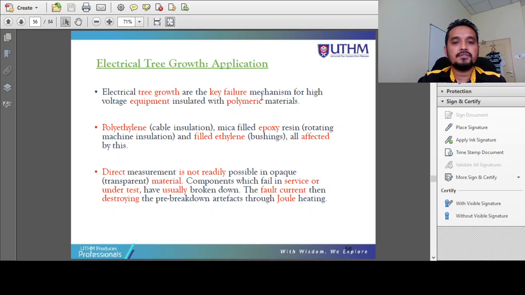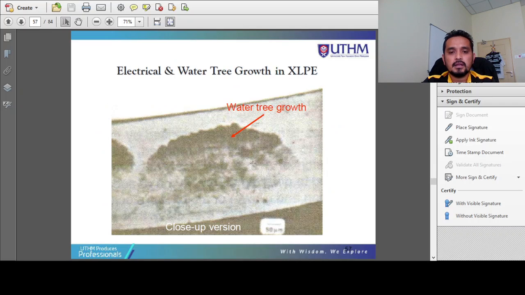The tree growths are a key failure mechanism for high voltage equipment insulated with polymeric material. This treeing process is primarily important for polymeric type materials, I mean silicone rubber. It is not a normal case for glass and porcelain, but it is a constant problem for polymeric materials, or anything like polyethylene, XLPE cable, and these are the things that we can see in close-up version.